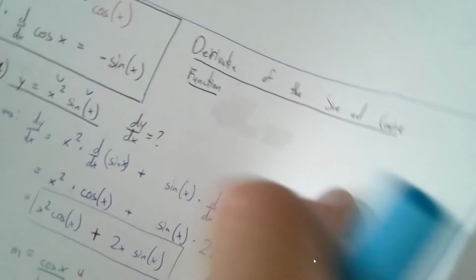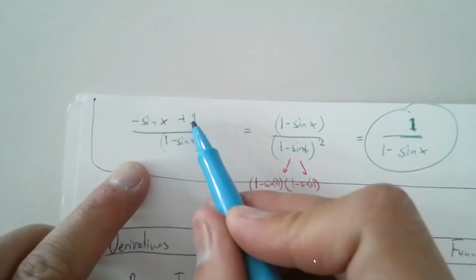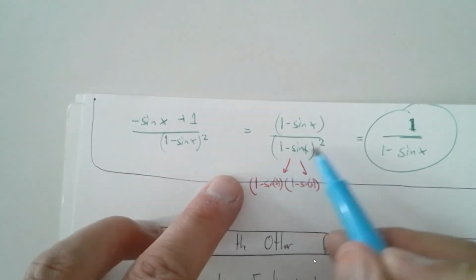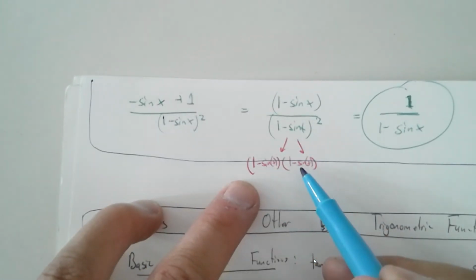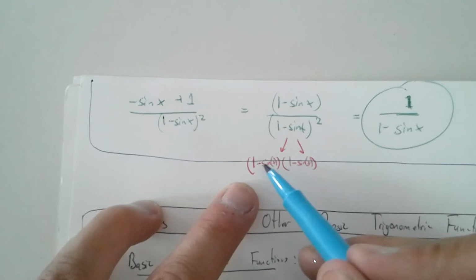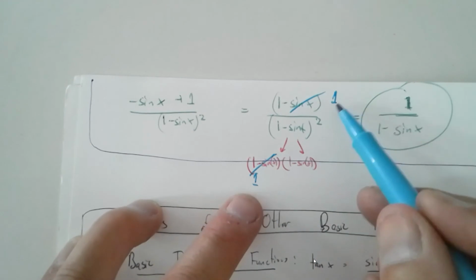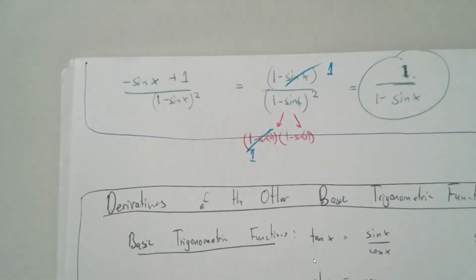So you'd rewrite the whole thing as negative sine of x plus 1. You can rewrite that as 1 minus sine of x. On the bottom, conveniently, that is 1 minus sine of x squared, which, if you don't understand, means 1 minus sine of x times 1 minus sine of x, basically by itself. And you can simplify and cross those out, and then you'd be left with 1. Because if you have it in the numerator and denominator, they will cancel out, and you're left with 1 over 1 minus sine of x. Okay? Any questions? No? Okay.